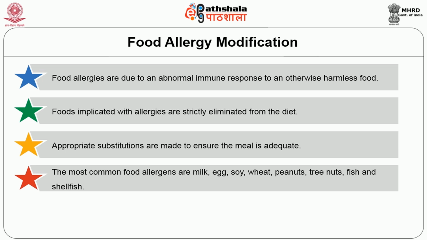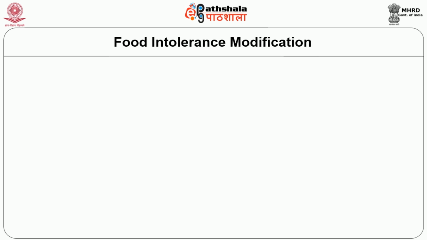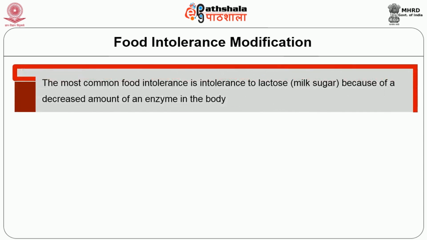Here in these conditions, usually a gluten-free diet would include the elimination of wheat, rye and barley products, replaced with potato, corn and other cereal-based products, which will be a solution for this type of diet. And during food intolerances, modifications may be made for lactose, because of a decreased amount of an enzyme in the body to digest the milk sugar lactose.